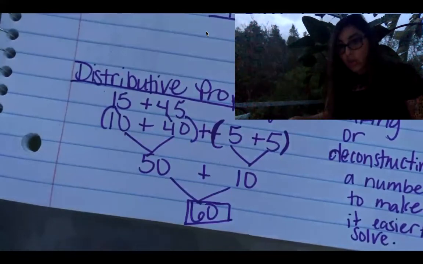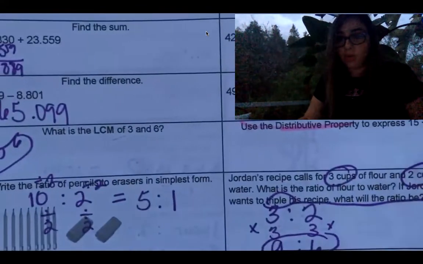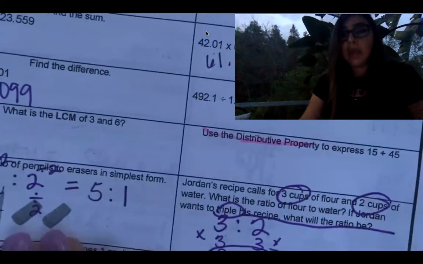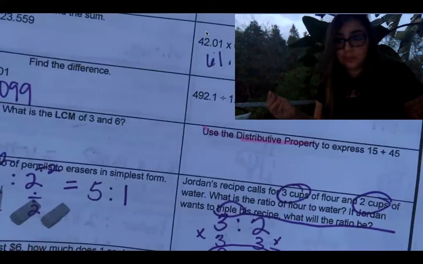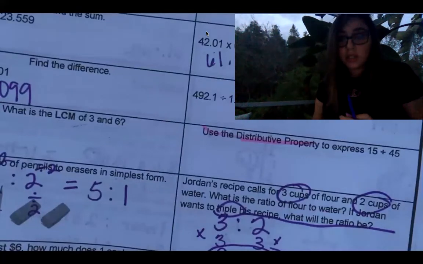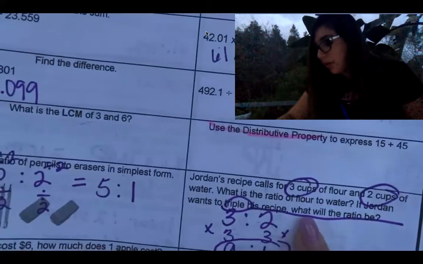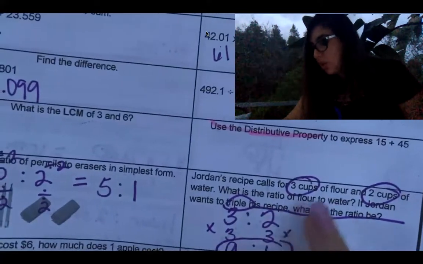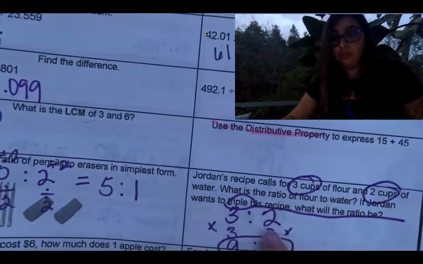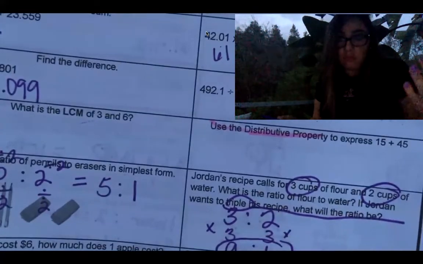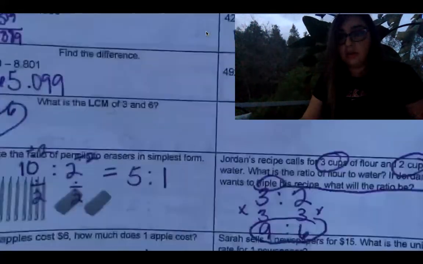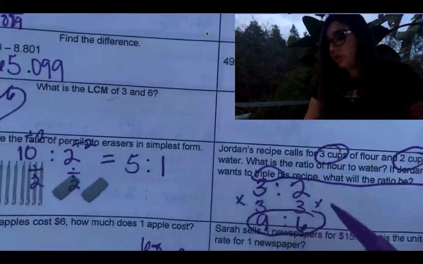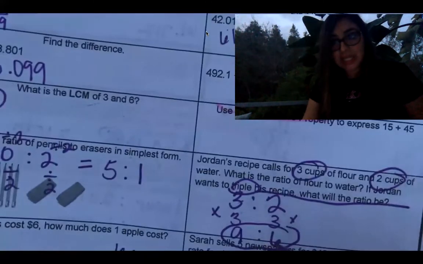Okay. Last 2 problems. Jordan's recipe calls for 3 cups of flour and 2 cups of water. What is the ratio of flour to water? If Jordan wants to triple his recipe, what will the ratio be? So it asks for flour first. What is it? Flour to water. So 3 to 2. If he wants to triple it, you multiply it by 3. So 3 times 3 gives me 9. 3 times 2 gives me 6. So my first answer is 3 to 2, and then 9 to 6.